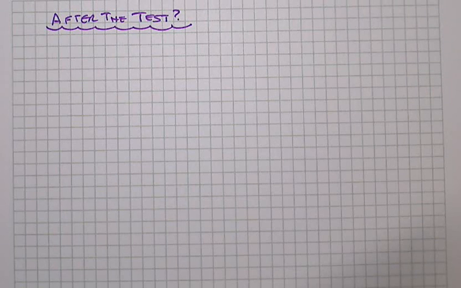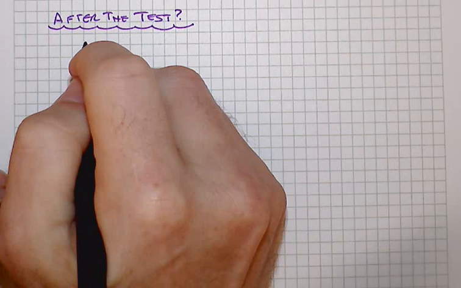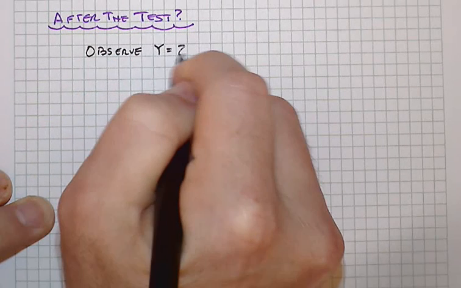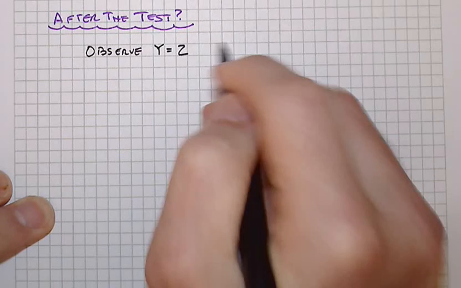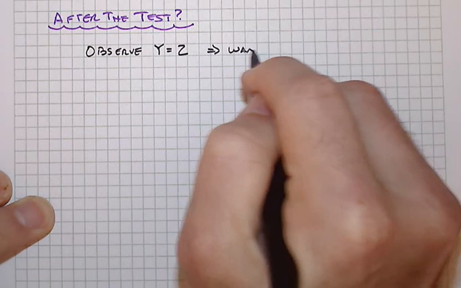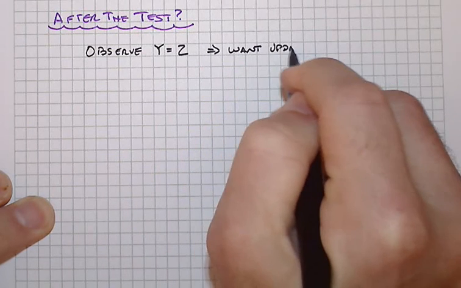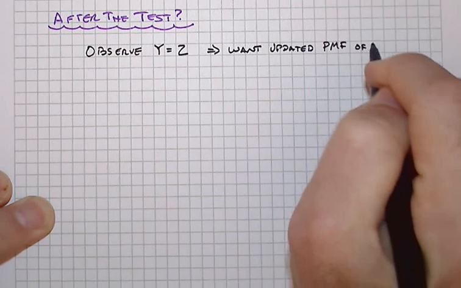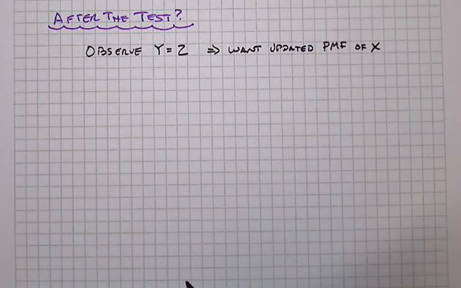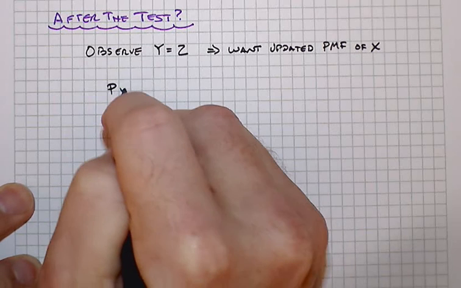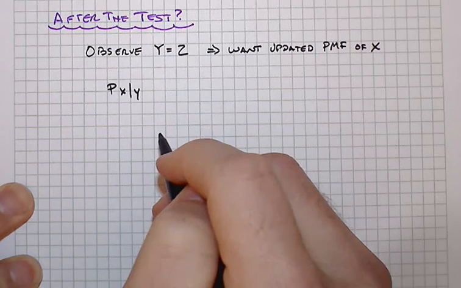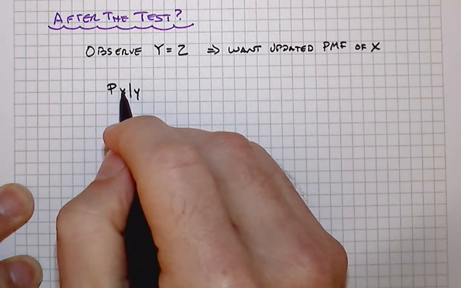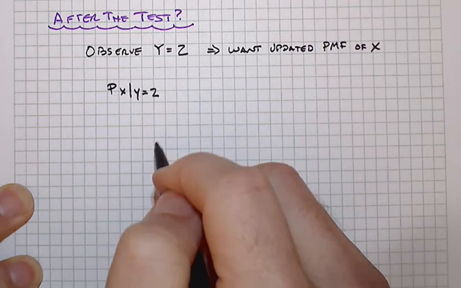Okay. Here, after a test, now that one's been conducted, we observe that y is equal to 2, and now we want to have an updated probability mass function of x. We can take a look at now the conditional, really this is what we're doing: the probability of the different x values given that y is equal to 2.